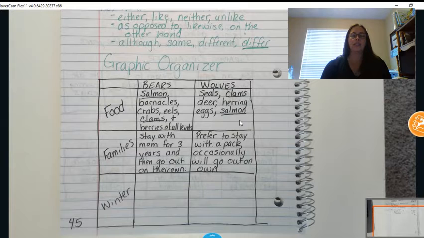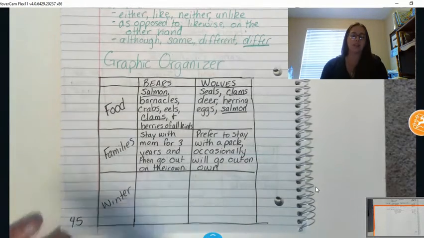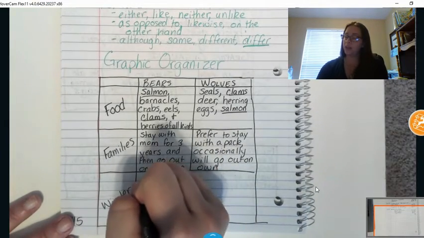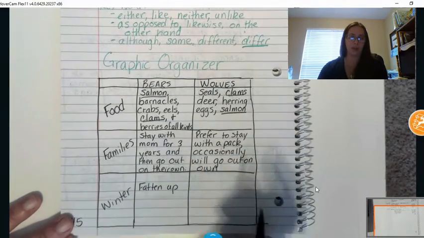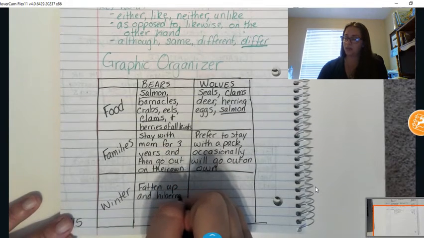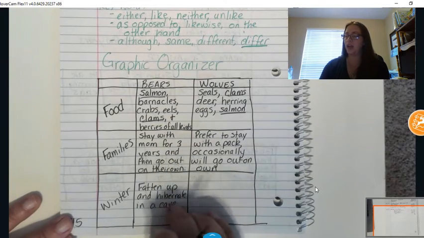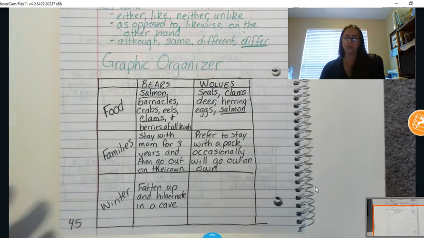All right, and then this last section, let's see if I can move this up just a little bit more. Like that. This last section is what they do for winter. So everybody does something a little bit different for winter. The bears, as we read in A Bear's Life, not Bear Island, fatten up. So they eat lots and lots of these foods up here and hibernate in a cave for winter. So basically when they hibernate, that means they go to sleep for a really, really long time. They basically sleep all winter long.